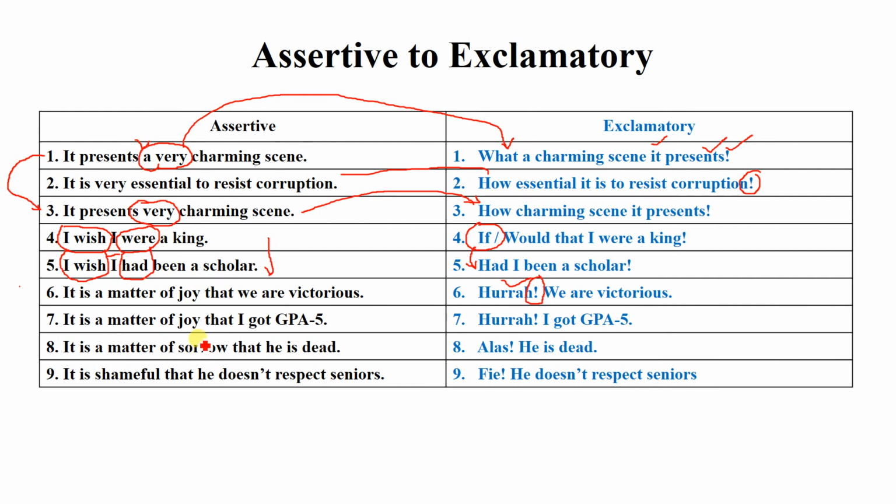And "it's a matter of sorrow that he is dead": instead of sorrow you have to use "alas. He is dead!" And "it's shameful that he doesn't respect seniors." Here you have to use only one word. I hope, dear students, all of you can understand very easily how you can transform a statement into an exclamatory sentence.